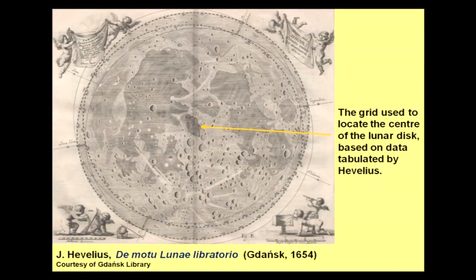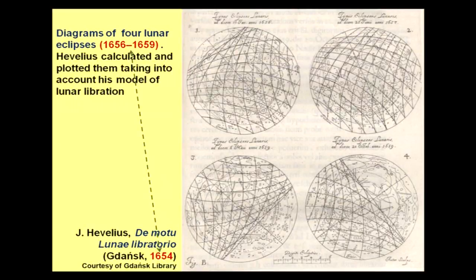It was Hevelius who gave the first relatively complete selenographic description of lunar libration and succeeded at putting libration in the frame of a quantitative model, which then enabled him and others to make predictions that could be verified through observations.